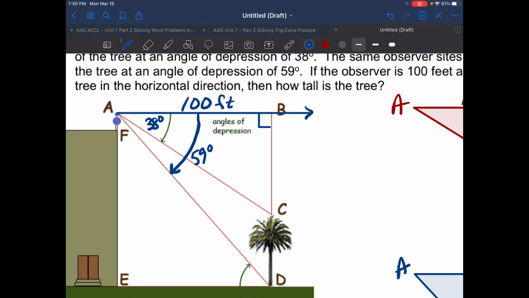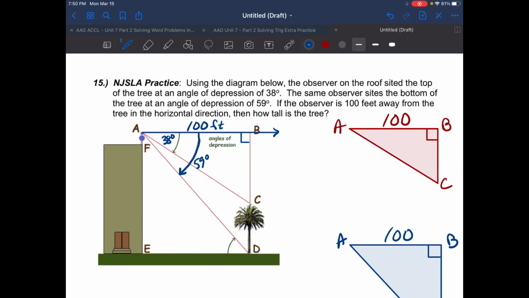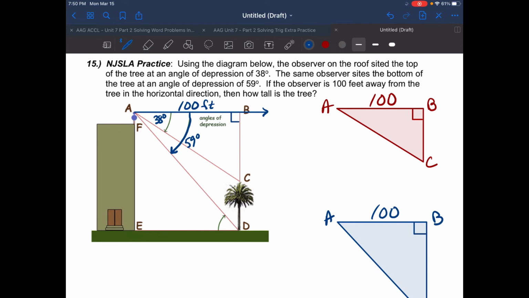So I want to take that information and get that on my diagrams. If I do that, I'm going to put my 38 degrees here, and I'm going to put my 59 degrees here. All right, so let's think about this. Now, we're not going to use this little sliver of a triangle, triangle ACD. All right, it's not a right triangle. We'll learn later on in this chapter how to deal with non-right triangles, but for right now, let's try to figure out how we're going to get the length of this tree, or the height of this tree.